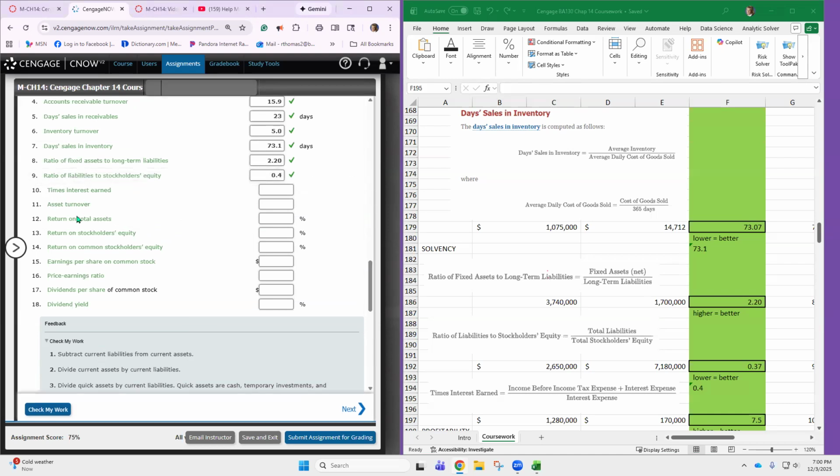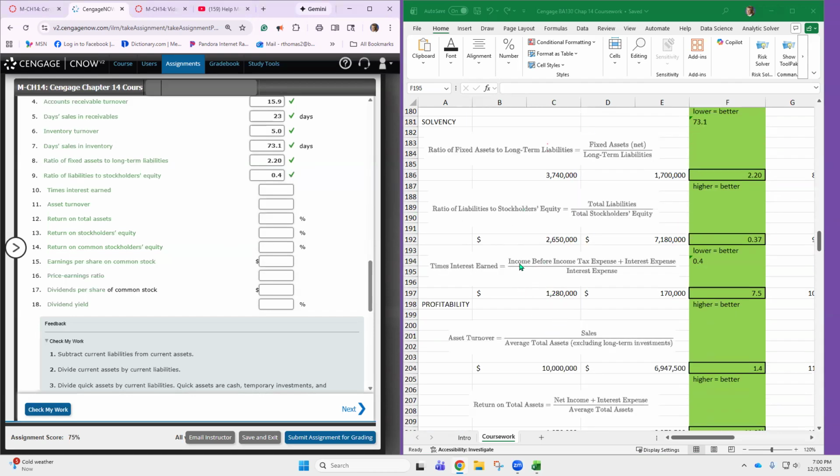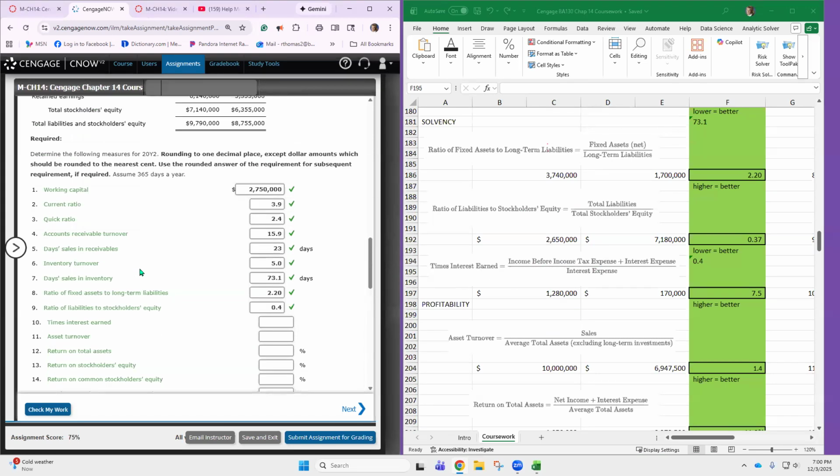This next one is a solvency, but it's going to involve earnings. Earnings are income. Most of the time, notice you have a return, earnings usually, and return usually is going to indicate income. All right, let's move down here now. What we want is the income before income tax expense. So that's up here.